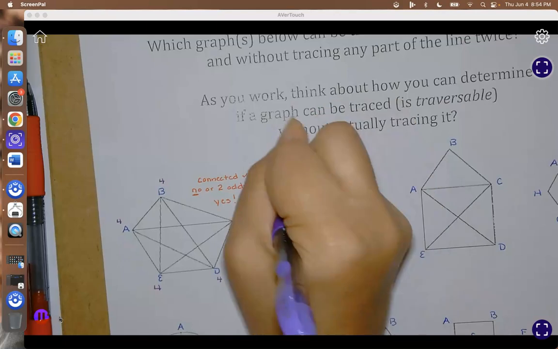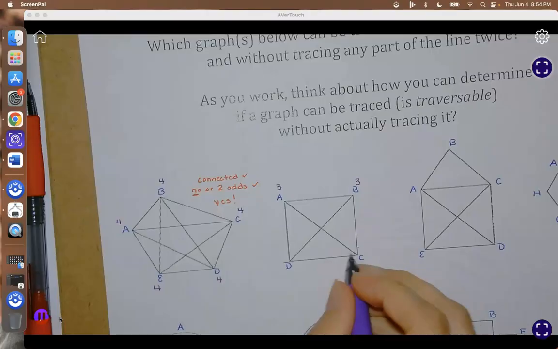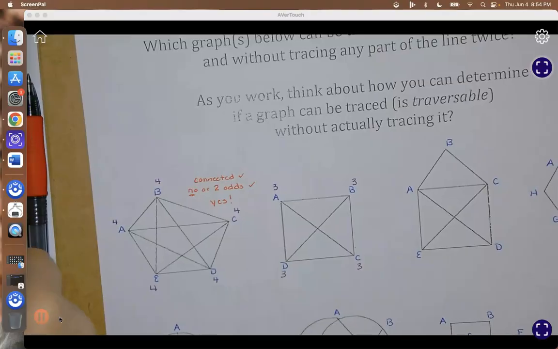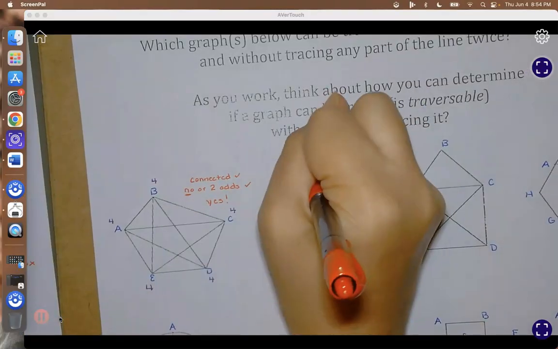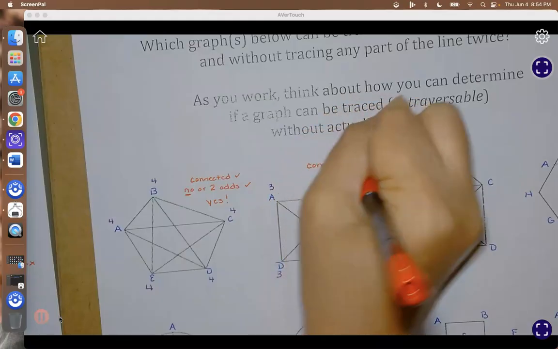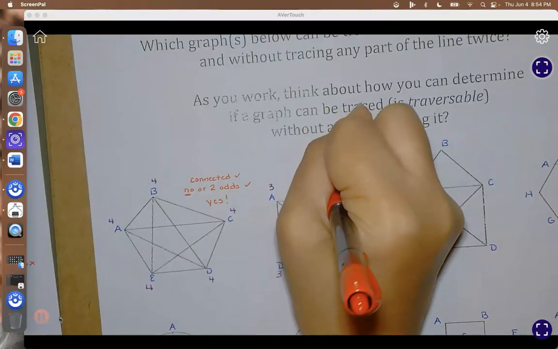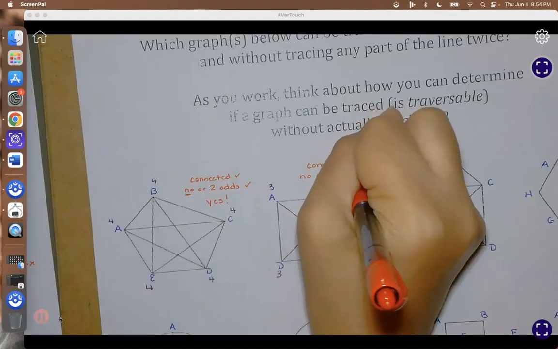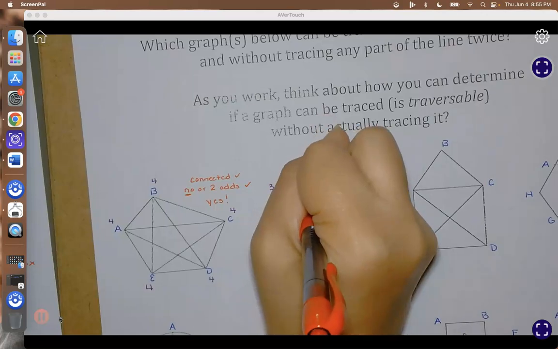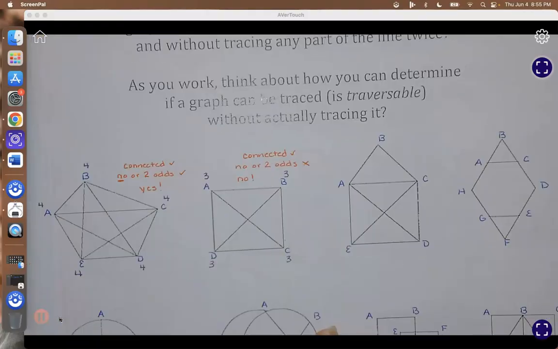Each vertex here has 3. So is it connected? Yes. No or two odds? It has more than 2 odds, so this one is a no. It has 4 odds. All right, moving on.